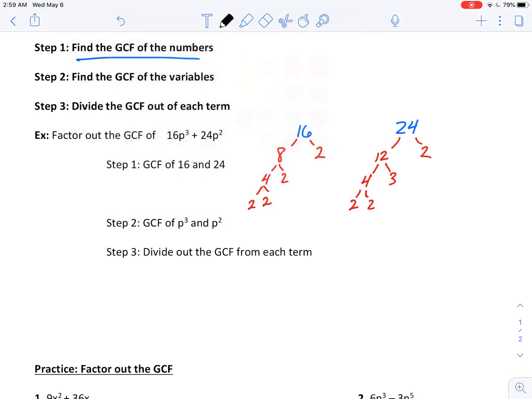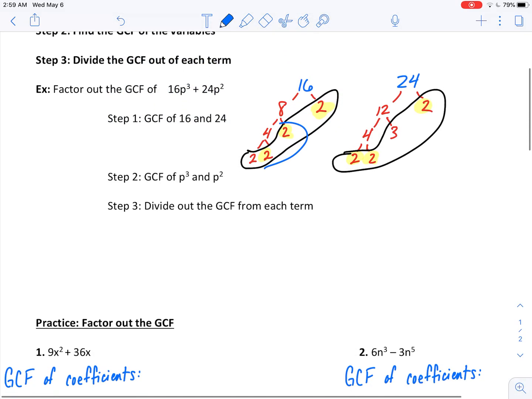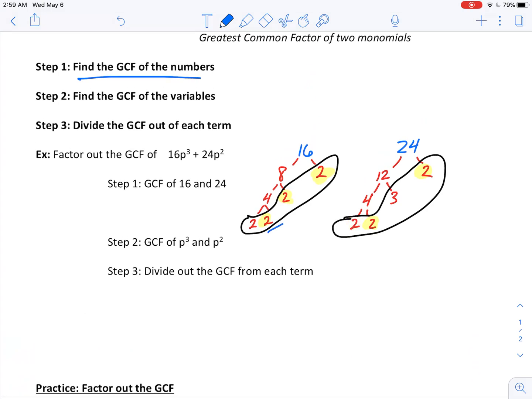So we're going to look at these very last numbers in our trees. And we're going to see what do they have in common. Well, they've got a 2, and another 2, and another 2. Each of these has 3 2's in common. So the GCF will multiply all those things they have in common. So they have an 8 in common, and that is our greatest common factor.